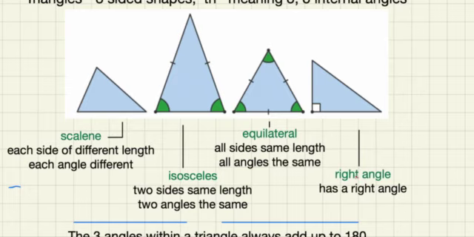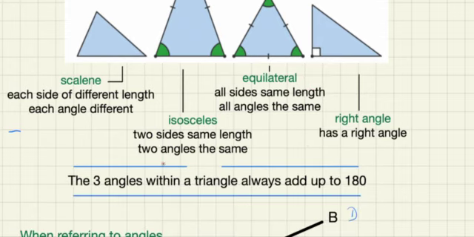And the final type of triangle that we come across is something called a right angle triangle. And with the right angle triangle, not all the sides need to be the same. You can have a few where it is the same length. But the thing with a right angle triangle is that it has a right angle. And we know that this is 90 degrees. So we know one of the angles inside of a triangle.